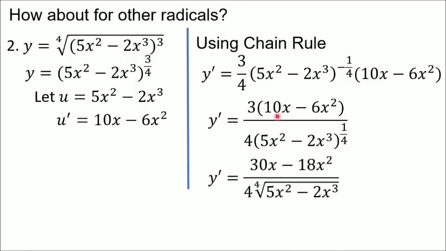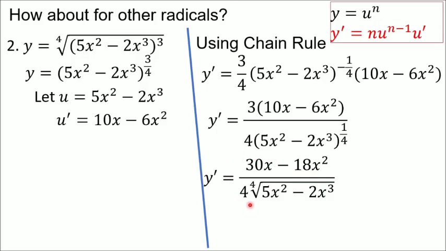So, yung numerator natin ay sinimplify natin. That's 3 times 10x is 30x. 3 times negative 6x squared is negative 18x squared. Denominator natin is 4. Itong ating quantity raised to the power of 1/4 ay naging 4th root of this quantity, which is 5x squared minus 2x cubed.